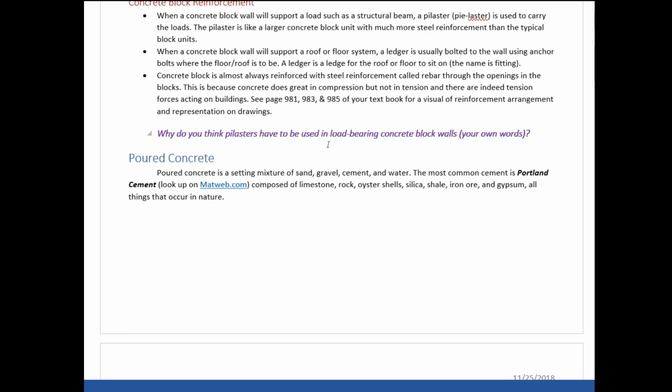Now I want to pause so that you can consider a question to answer in your notes. Why do you think pilasters have to be used in load-bearing concrete block walls? I'll give you a hint. I've just explained this, but I want you to put it in your own words.